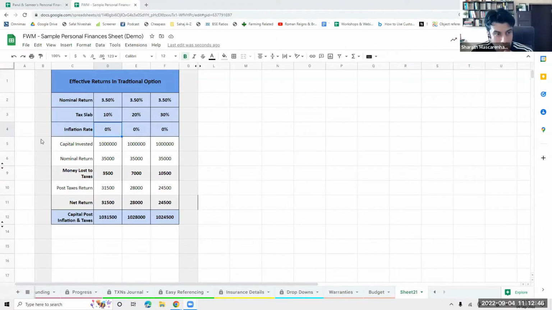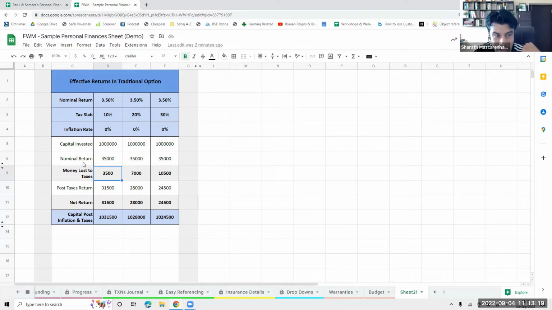I'm getting back to sharing my screen. Now, as you can see here, if my capital invested was 10 lakh rupees, my nominal rate of return is 3.5%. My money lost to taxes is 3,500 on the 10% tax slab. I am now going to start talking about the 30% tax slab, not for anything else, but because the bulk of my families are in the 30% tax bracket. So now that we've got this piece, you see your post-tax return is 24,500 rupees. Net, what you've earned is 24,500.